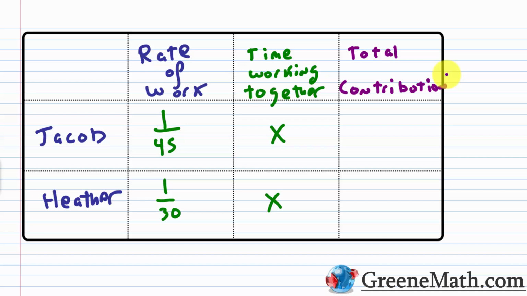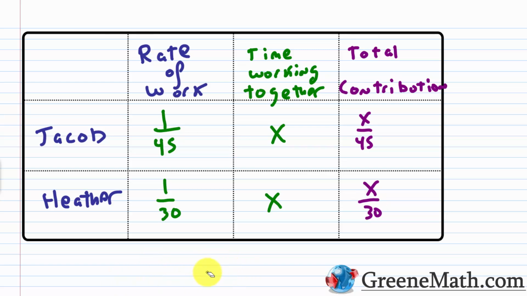Okay, so to get this, we can just multiply, right? Because if you want to know the amount of work that Jacob performed, I just multiply my R times my T. My A, the amount of work that's performed, is R, the rate of work, times T, the time that you're doing that work for. Well, I've got my rate of work. I've got my time that I'm working for. So my contribution here, or the amount of work that's being performed for Jacob, is 1 over 45 times x. You could write it as 1 over 45 times x, or you could write it as x over 45, which is probably a little better. Same thing goes for Heather. It's going to be x over 30, right? Just multiply across. Very, very easy.